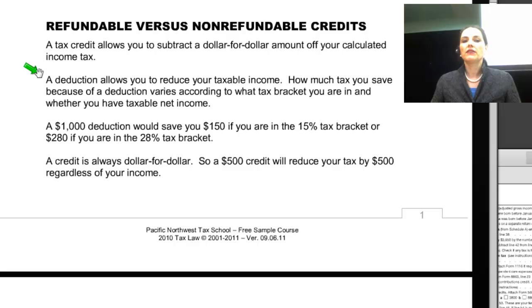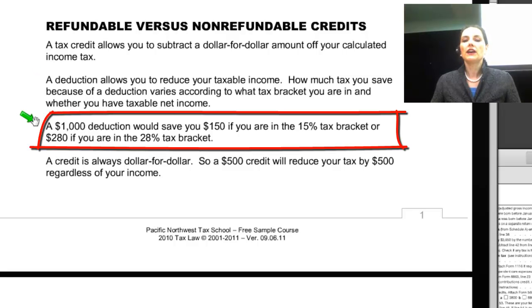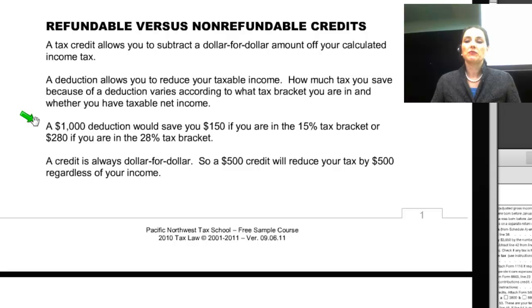A deduction, by comparison, allows you to reduce your taxable income. How much tax you save because of a deduction varies according to what tax bracket you are in and whether you have taxable income. A $1,000 deduction would save you $150 if you are in the 15% tax bracket, or $280 if you're in the 28% tax bracket. So what that's saying is the higher your level of income, the more money a deduction can save you.